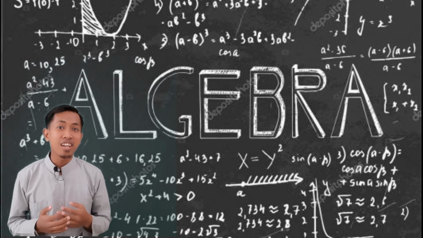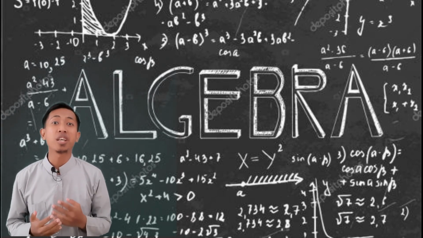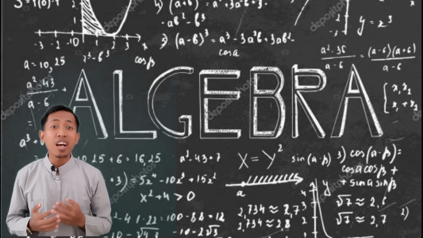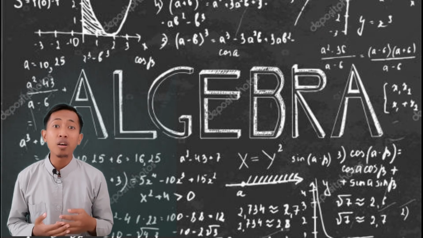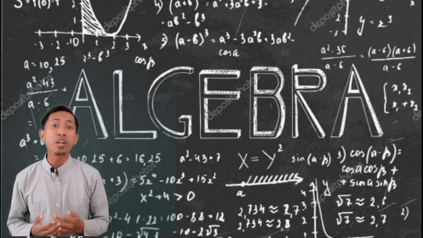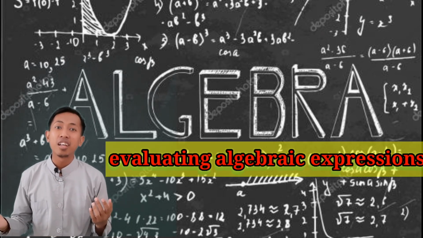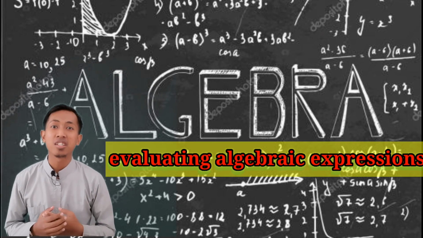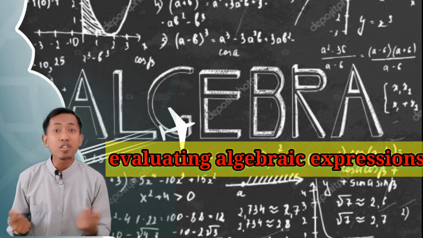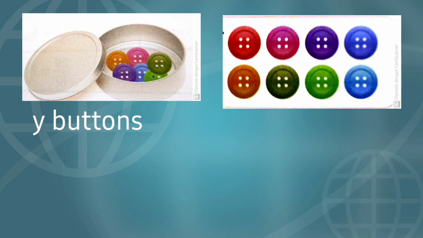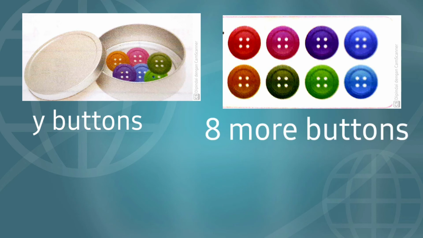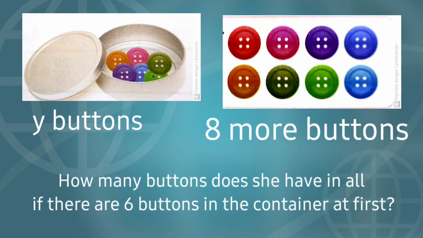After we understand algebraic expressions and simplifying algebraic expressions, the next journey is about evaluating algebraic expressions. I will show you the illustrations. Focus on my illustrations. Hasna has Y buttons in a container. She puts 8 more buttons into the container. How many buttons does she have in all if there are 6 buttons in the container at first?